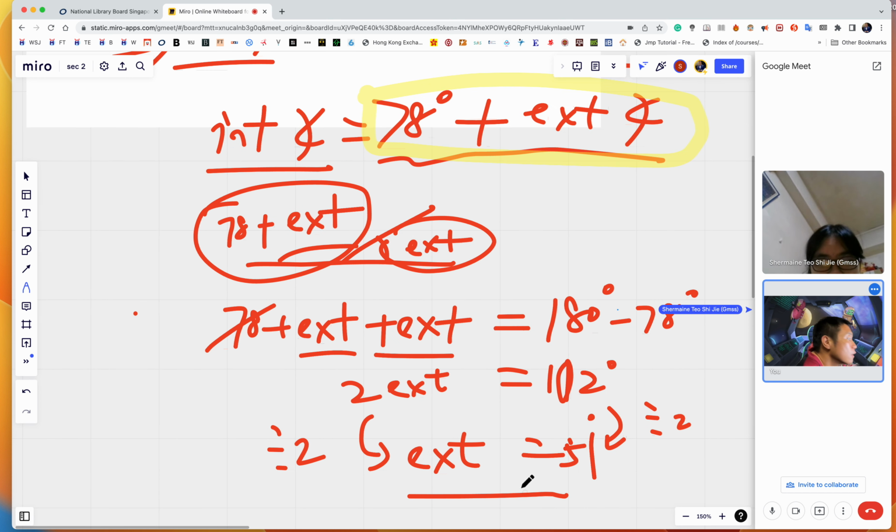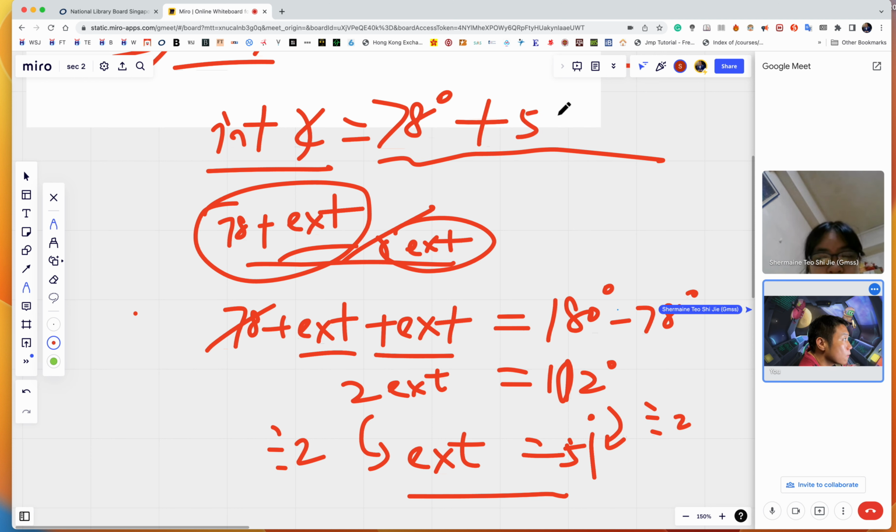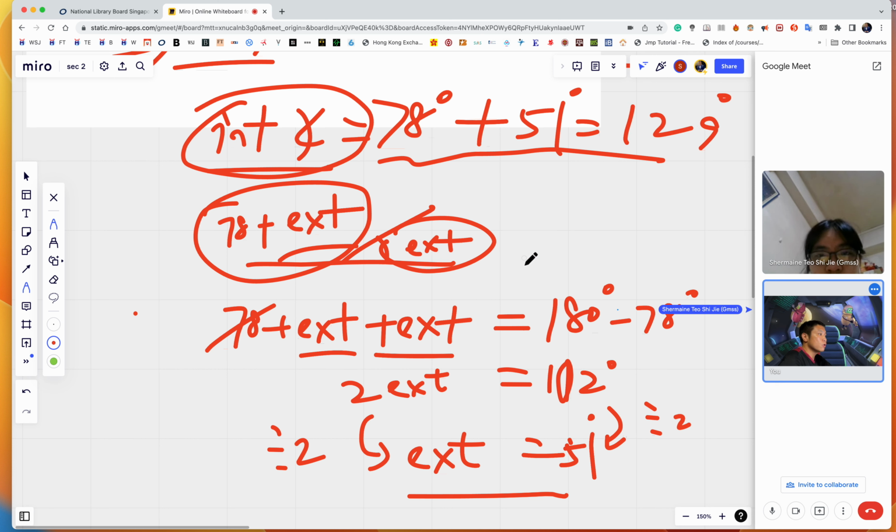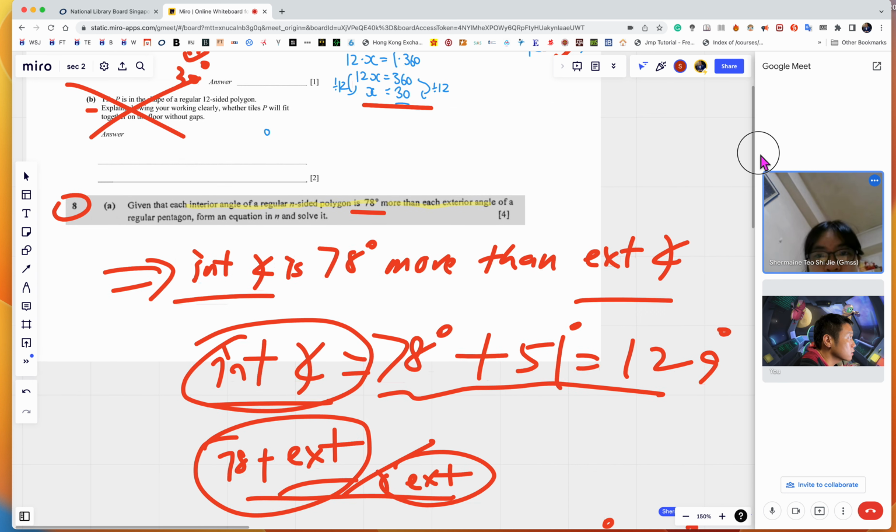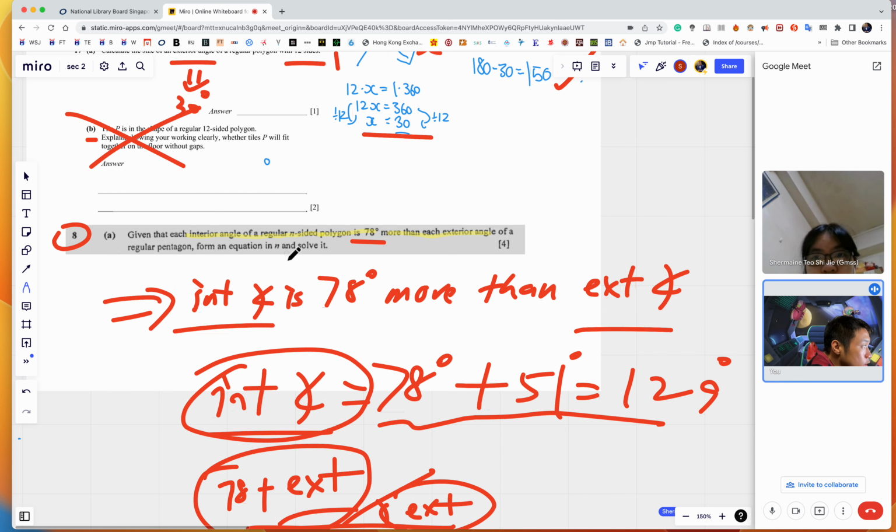Clear or not? Yeah. So if the exterior is 51, so replace it. So your interior angle is equal to, add up, 129. Are you clear? Yeah. So that's how you get the answer. Form an equation in n and solve it. Done already. Okay.